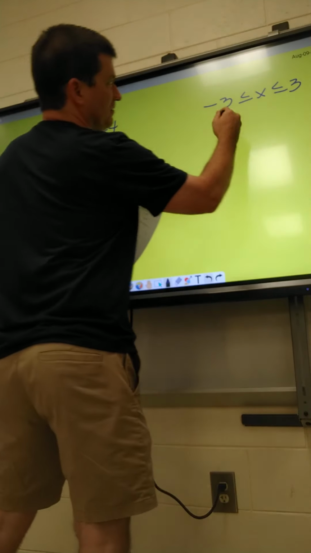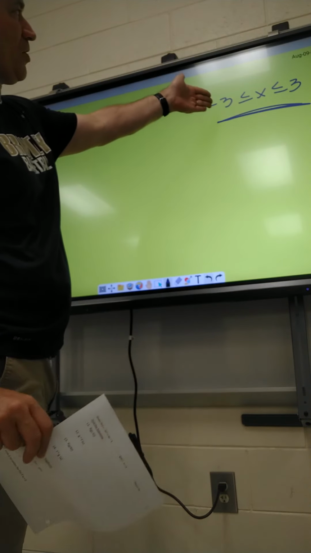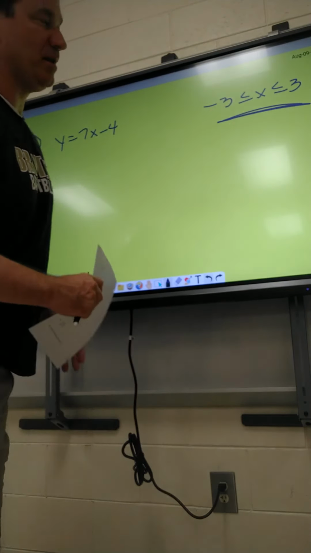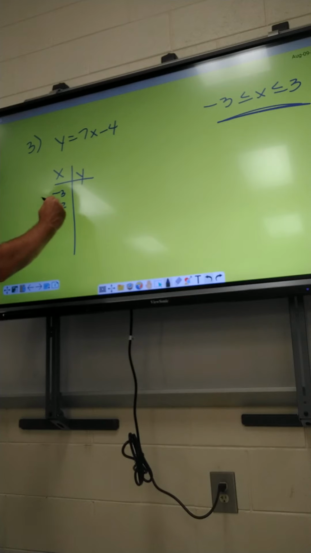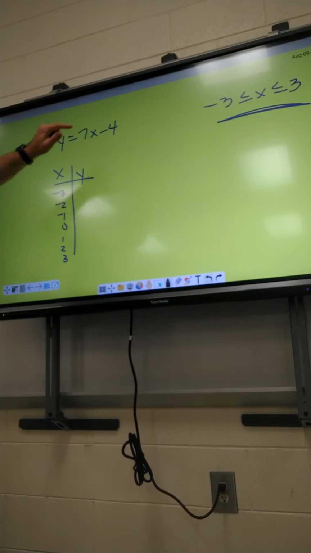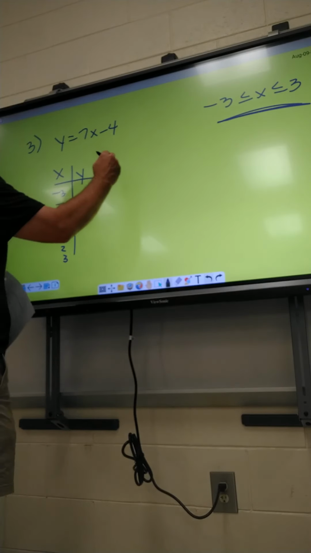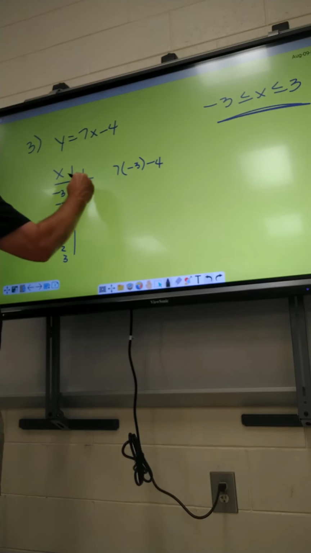All right, this gives you the domain from where they want you to start to where they want you to stop plugging in numbers. We're just going to do an XY chart. Start at -3, go all the way to +3. All you do on this is plug the number straight into the function. 7 times -3 minus 4 is -25.